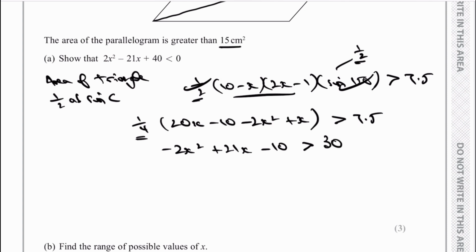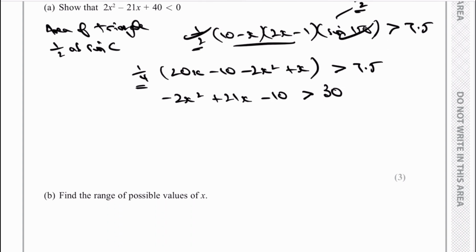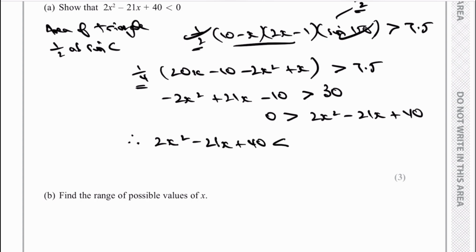Okay, so let's just tie that up a little bit. What I'm going to do is make my value of 2x squared positive, and I'm going to move everything over towards the right hand side. So I'm going to get 0 is greater than 2x squared minus 21x plus 40, and that's what we're being asked to show right at the very top of the screen there. So therefore I can write this the proper way round, left to right, of 2x squared minus 21x plus 40, and that's less than 0, and that would be the answer to that particular question.